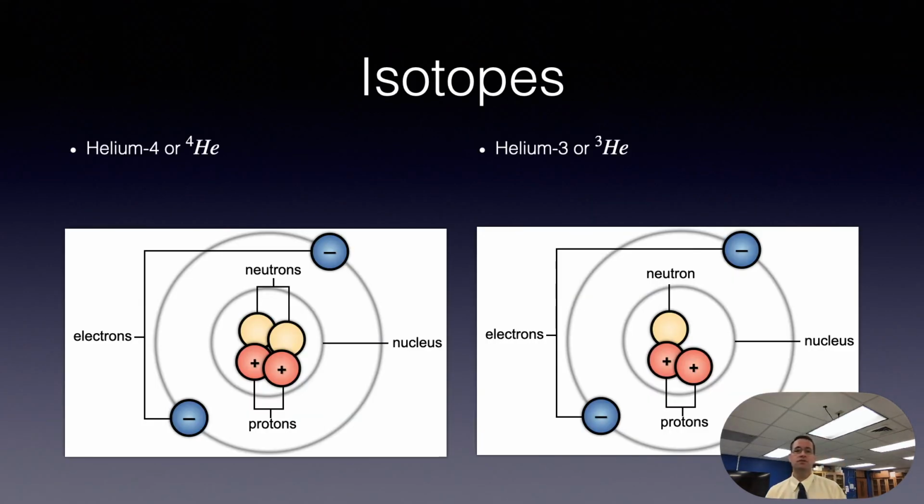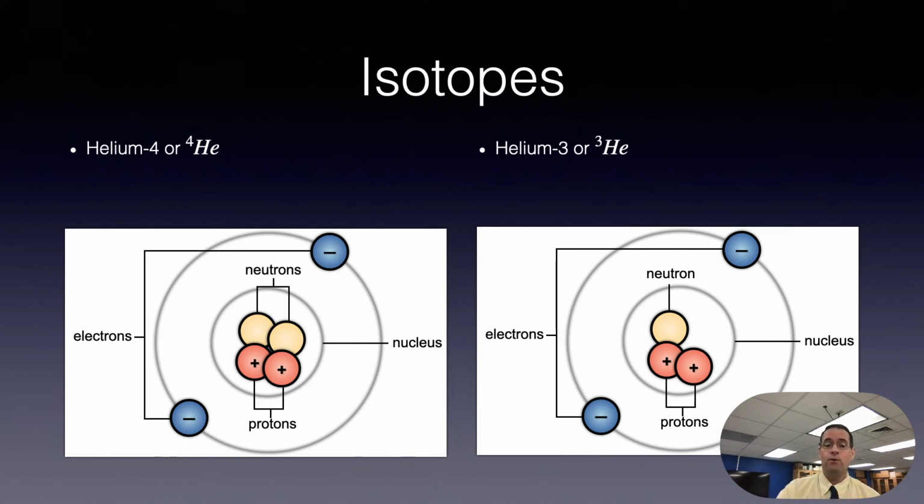Now, let me introduce you to a concept called isotopes. Very, very important. Isotopes are the same element having 2 different masses. Some elements have 2, 3, 4, 5, 7, whatever isotopes. Here's helium-3 on the right and helium-4 on the left. Both of these are helium because they both contain 2 protons in their nucleus, and element number 2 is helium on our periodic table. But they have slightly different masses. They have different numbers of neutrons in the nucleus.